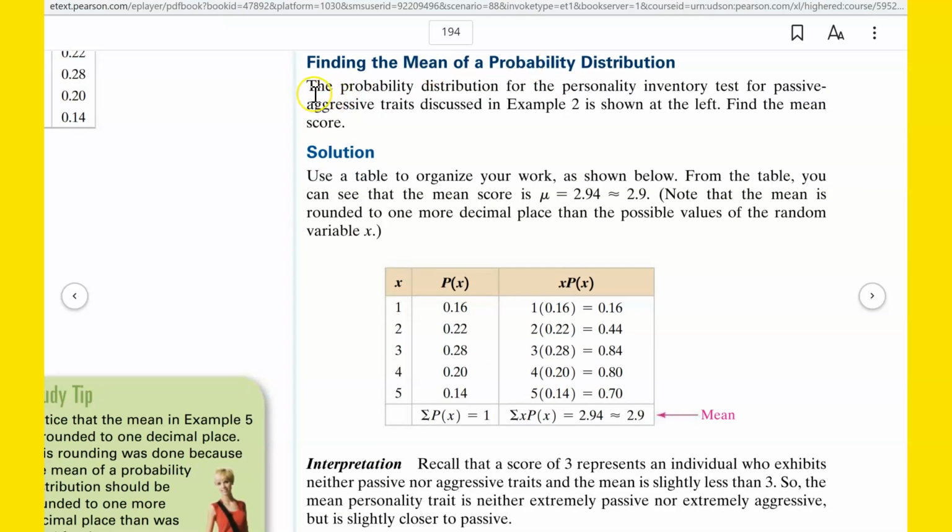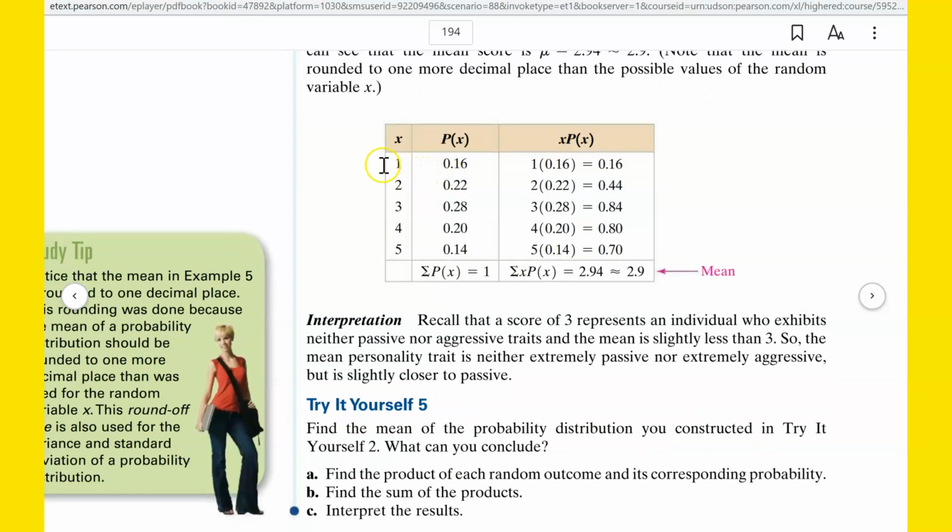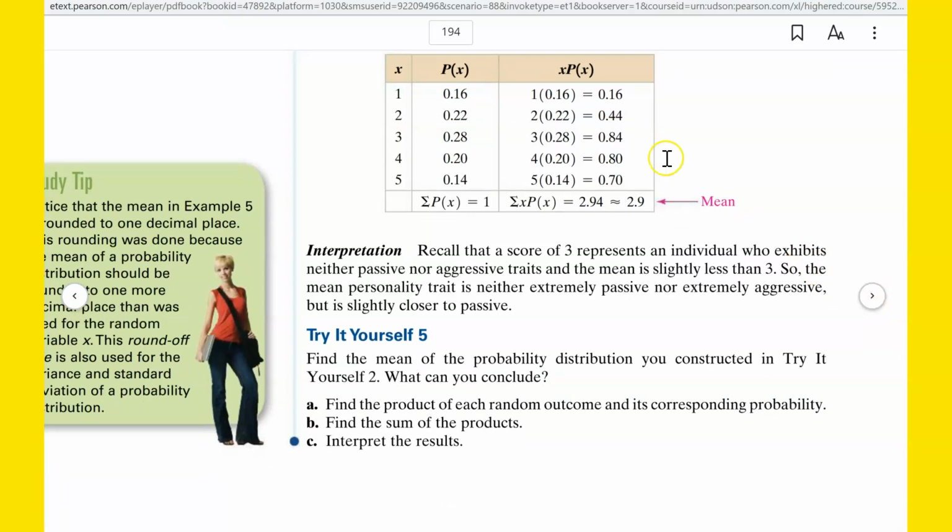Find the mean of this probability distribution. The probability distribution for the personality inventory test for passive-aggressive traits discussed in example 2 is shown on the left. Find the mean score. What we do is, the score of 1 has a probability of 0.16, so 1 times 0.16 gives me that. 2 times 0.22 gives me that. 3 times 0.28 gives me that. So I do all that, all the way to 5. Then I add all those together, and I get the mean to be 2.9. So the mean personality trait score is 2.9 for that particular example. Now 2.9 is actually not a possible score, but it still can be the mean of the probability distribution.